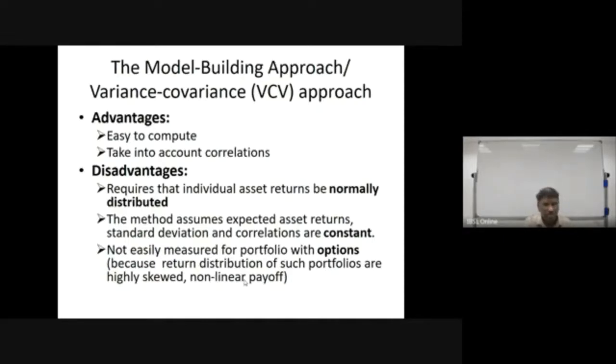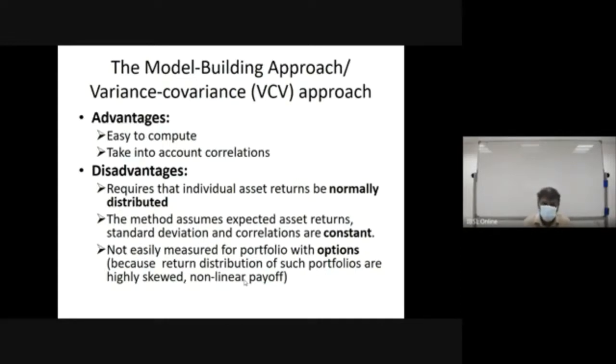Okay, so if you don't have any questions, let's move on to the next part. Now, model building approach, that is the variance covariance which we just discussed. So what are the advantages? Easy to compute, take into account correlations. The disadvantages: requires that individual asset returns be normally distributed.